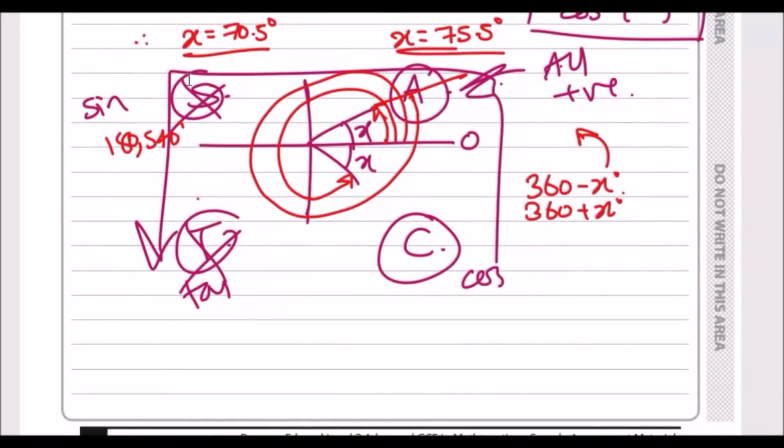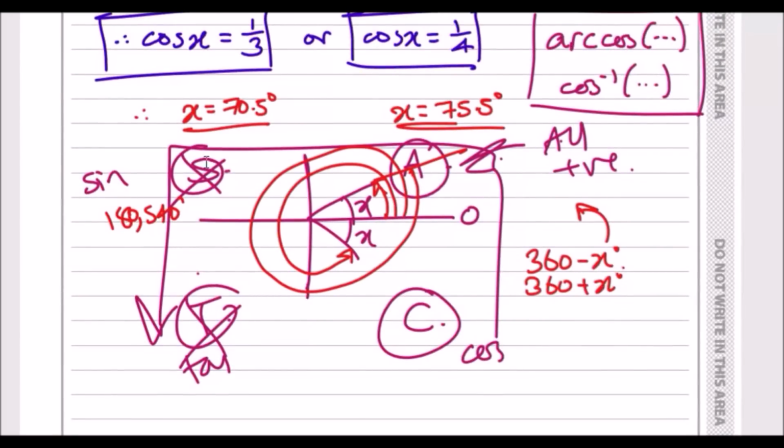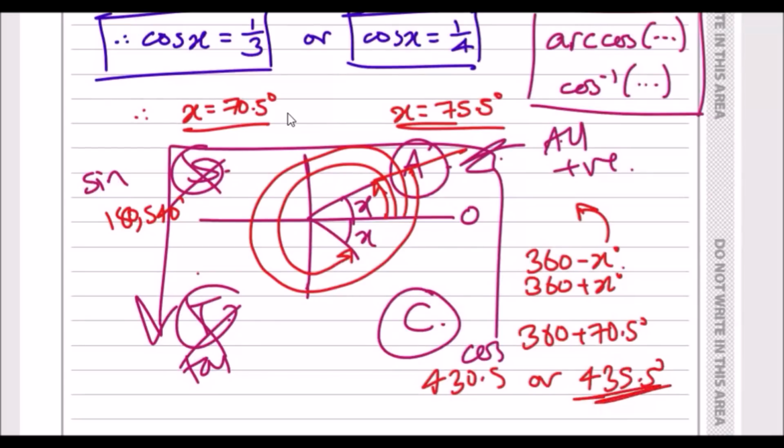So 360 plus x, what's it going to give us? If x is 70.5, 360 plus 70.5 will give us, I should know this mentally, well, 430.5. So yeah, there's always two answers to give here. And if you replace 75.5 with x, you can also get 435.5 degrees.